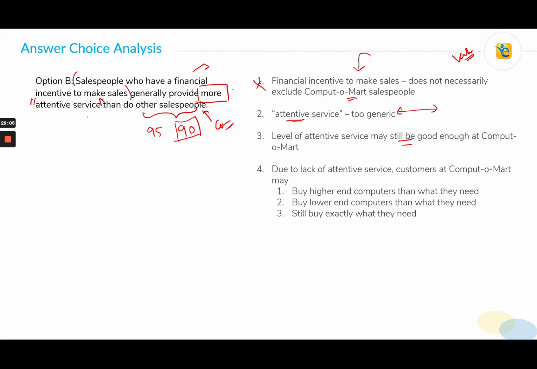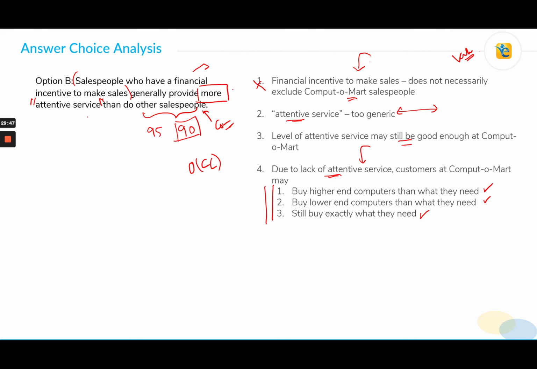Now the final red flag here is related to the final assumption that you might have made, that is, okay, the Comput-o-mart salespeople are not providing attentive service. As a result, they may not really understand the optimum computing capability of these customers, and as a result, you might have assumed that the customers will end up buying higher level computers than what they need, which have more computing capability than the requirement. But honestly, the lack of attentive service can lead to any of these possibilities. I could buy something that is way beyond what I require. I could buy something that is way below what I require, or I could still end up buying exactly what I require.